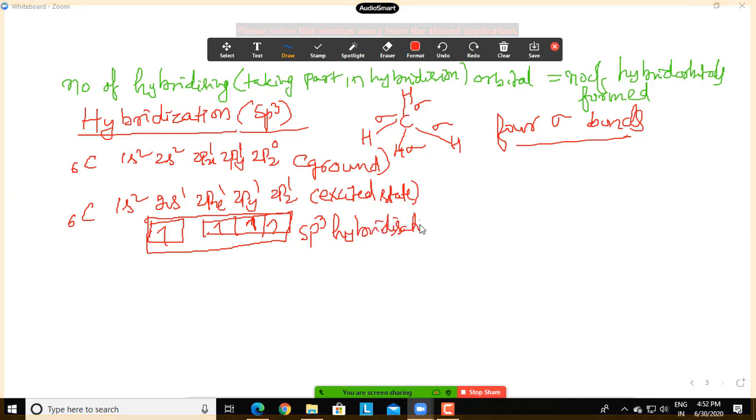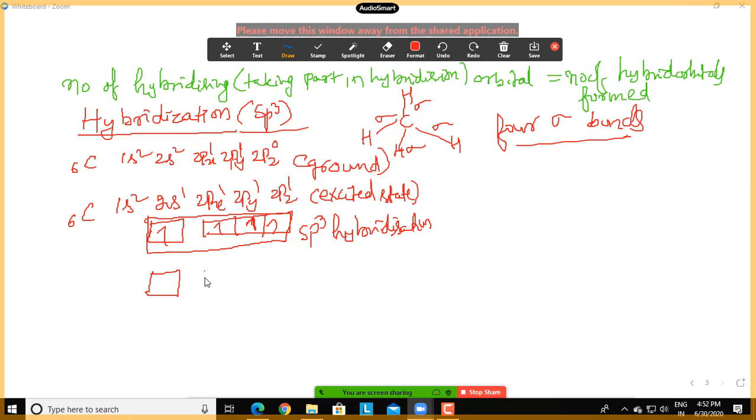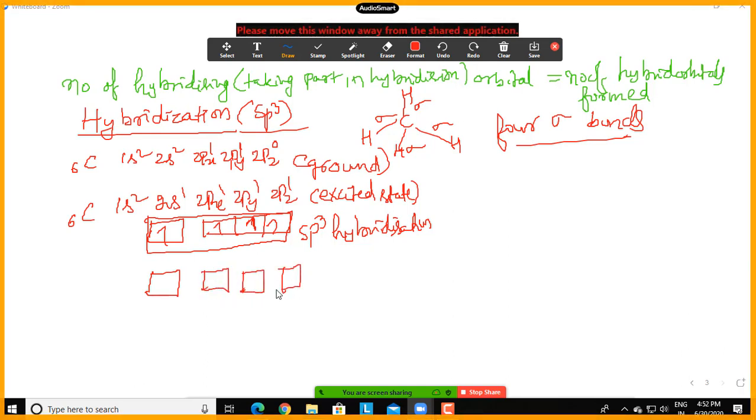Due to sp3 hybridization, you will get 4 sp3 hybrid orbitals: 1, 2, 3, 4. Okay.